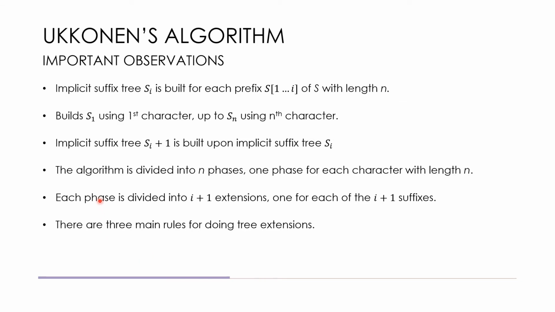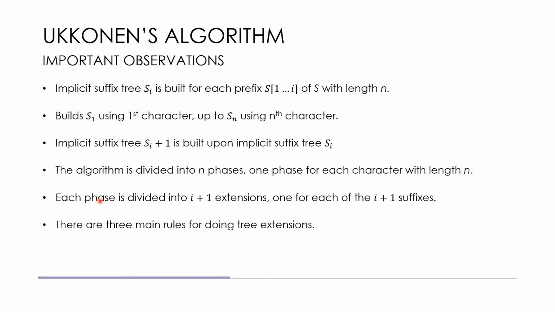Some important observations to take into account while applying this algorithm: first, an implicit suffix tree S_i is built for each prefix of S with length n. So a suffix tree S_1 is built beginning at the first character, all the way up to S_n, which represents the nth character. And then we also see that the implicit suffix tree S_(i+1) is built upon the implicit suffix tree S_i.